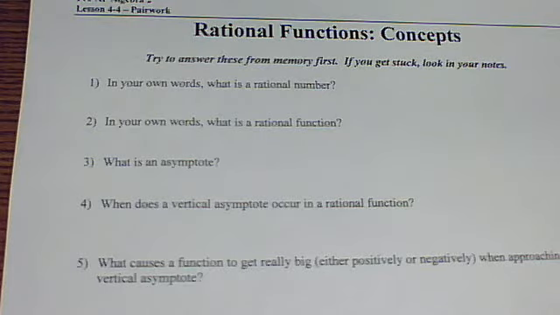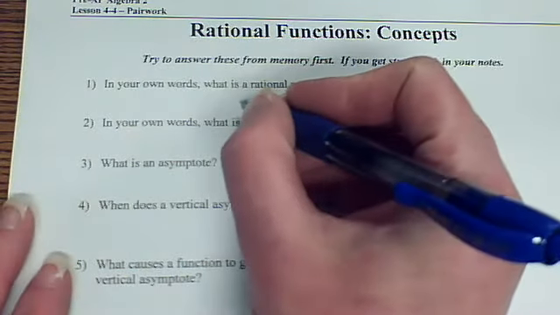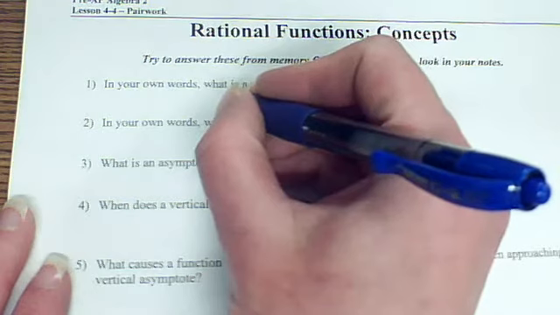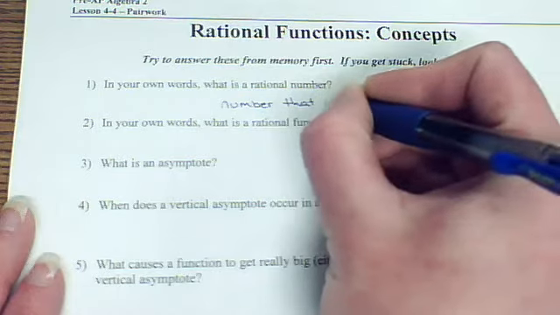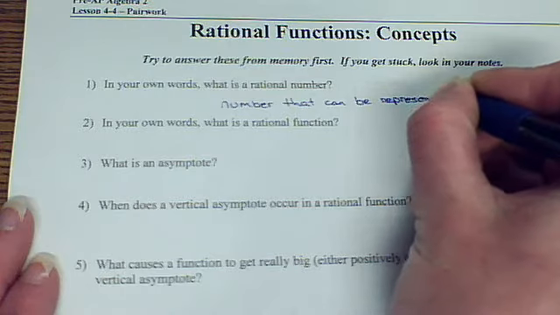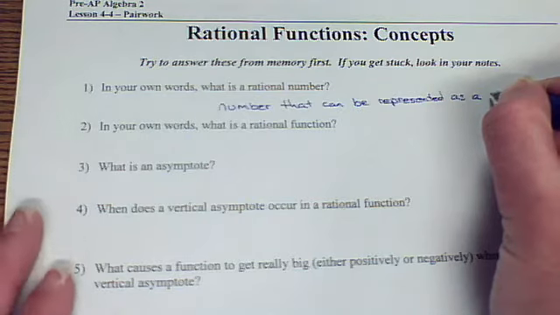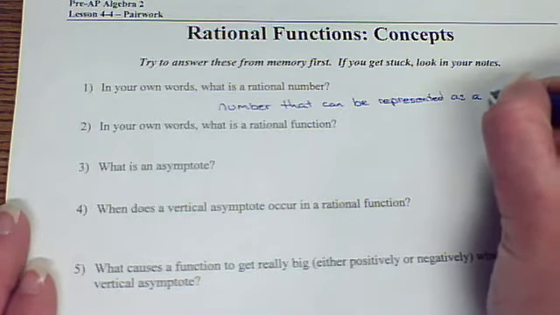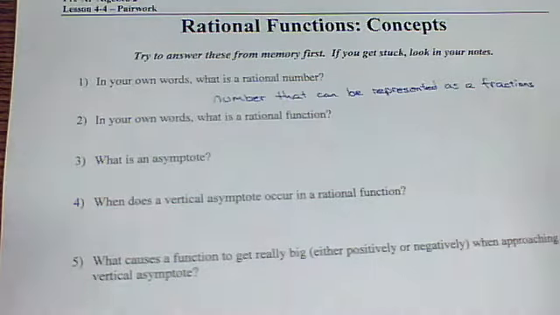Okay, in this lesson, we're actually just going to review everything we've talked about so far. So I'm just going to kind of go through this. What is a rational number? Well, it's a number that can be represented as a fraction. So like 1/3, 1/4, even 4/1. It includes all of your integers, all of your whole numbers, everything.